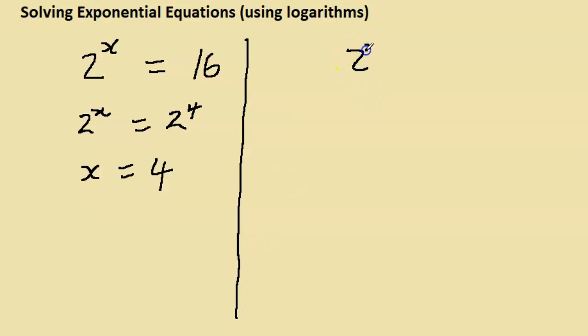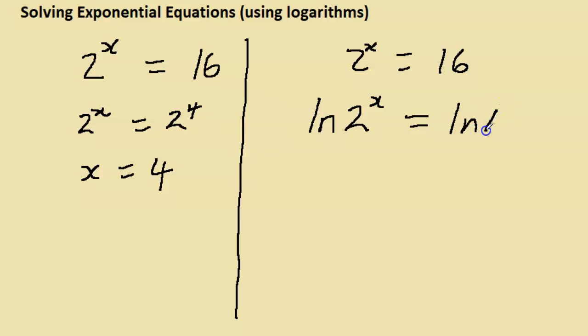So let me rewrite the problem. 2 to the power x is equal to 16. So using log, we can take the log of both sides. We're using natural logs, so we log both sides. So ln 2 to the power x equal ln 16. So we log both sides.